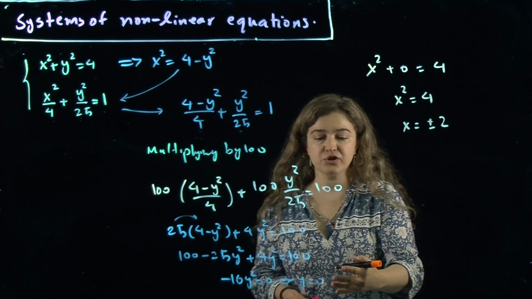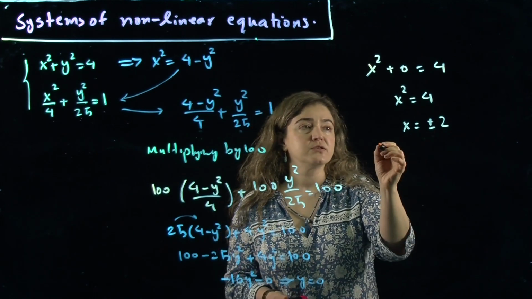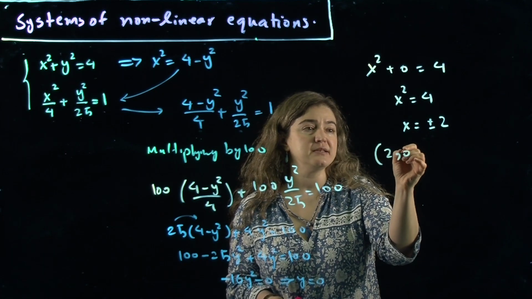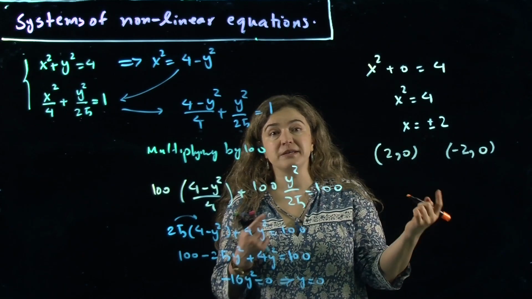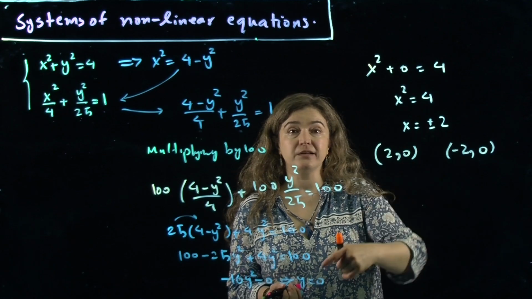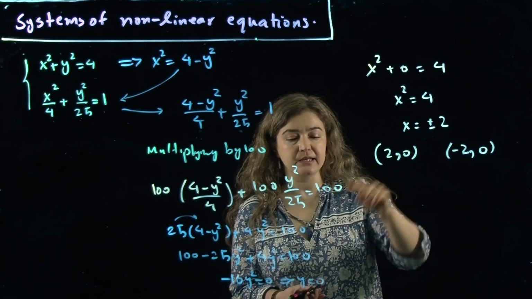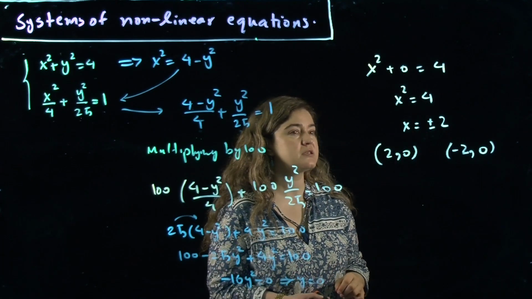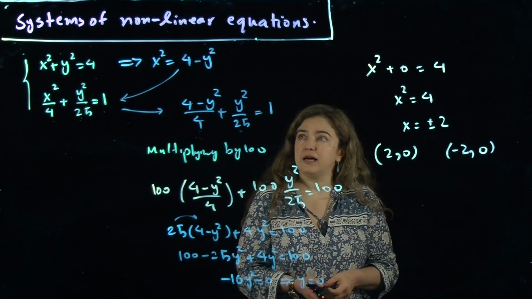And therefore, the solutions are, see, this y was associated to both of them. So this time around, it's (2, 0) and (negative 2, 0). So you always go back and find which x value, which y value, or the other variable was associated with this one. In this case, y equal to 0 is associated with both of these solutions. So we get two solutions. And this does make sense.